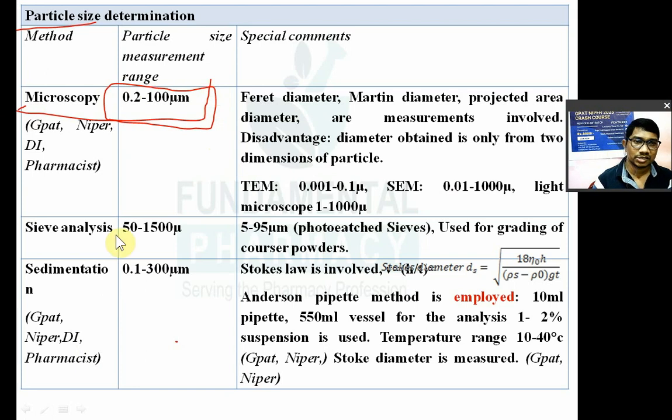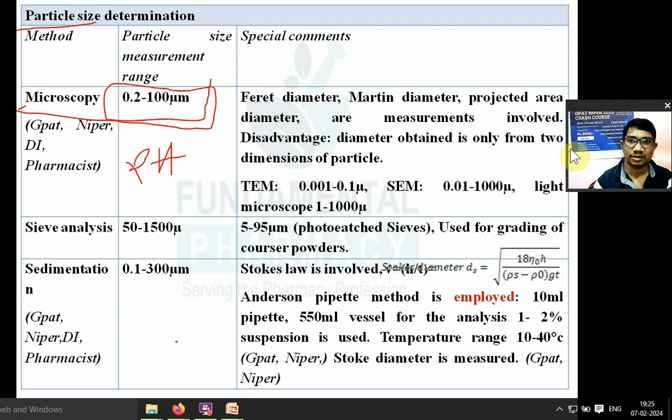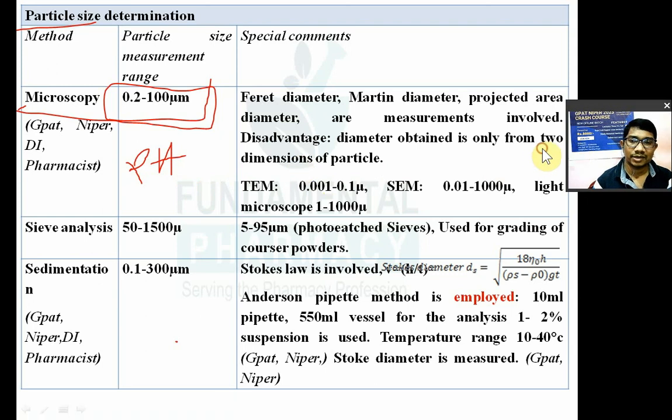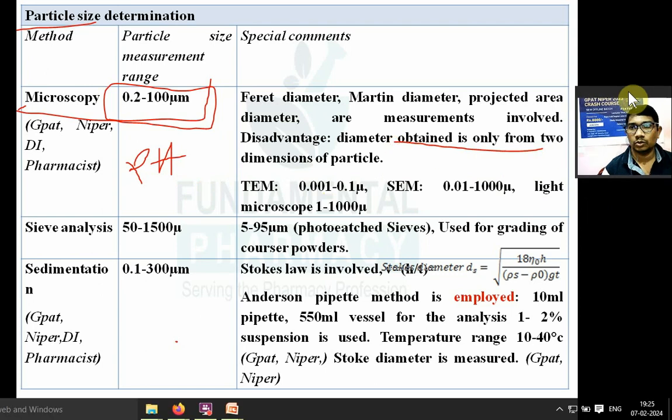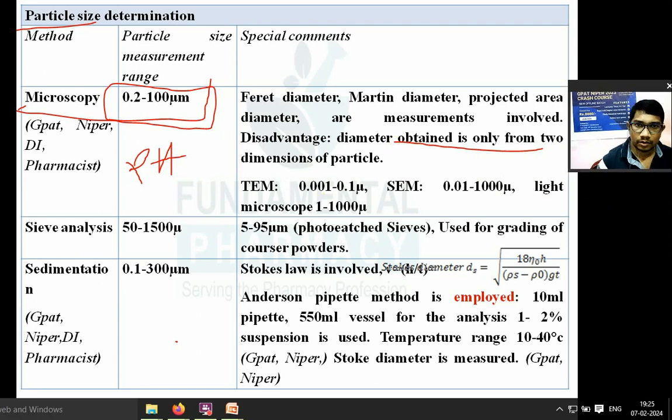So first one is the projected area diameter. Martin diameter is there, then Feret diameter is there. They are used. Now what is the major disadvantage of this method? Whatever particle diameter is measured is obtained from only two dimensions. It is not from three dimensions. So whatever particle diameter you obtain from microscopy is measured in only two dimensions.